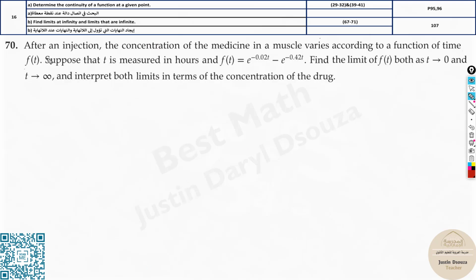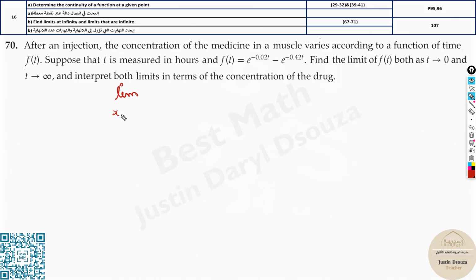Here we have a question about medicine. After an injection, the concentration of the medicine in the muscle varies according to the function of time. So the concentration after you have been injected varies according to the time, and it's given by this function over here. Find the limit f of t for both as t is 0 and infinity. So we should do the limit of 0 and infinite and interpret both limits in terms of concentration of the drug. Sorry. Now let's solve it.